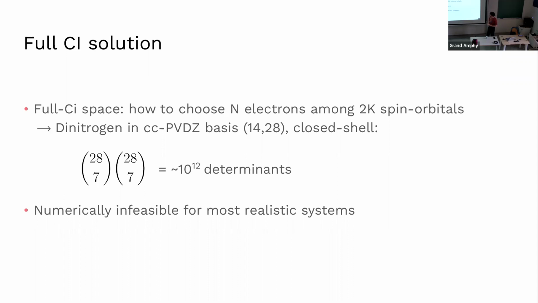It's how to choose an electron among your 2K spin orbitals. And for example, for a simple molecule like nitrogen in the cc-pVDZ basis, you already have 10^12 determinants, where I use the fact that it's closed shell, so it's still not so big. So for open shell systems, it's bigger. And so it is numerically infeasible for most realistic systems.